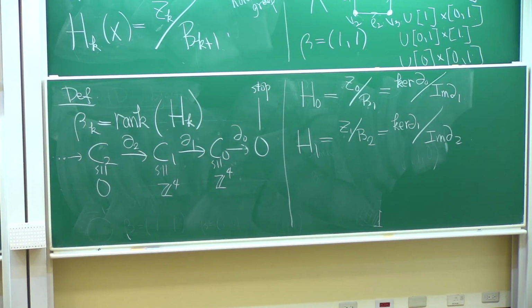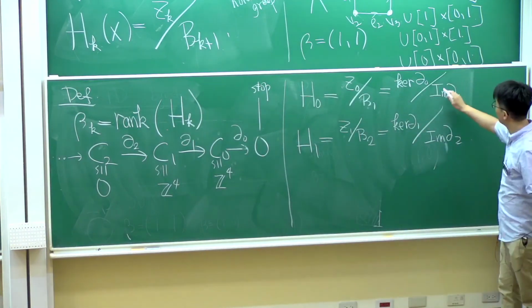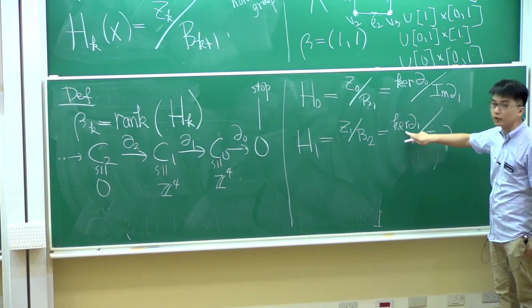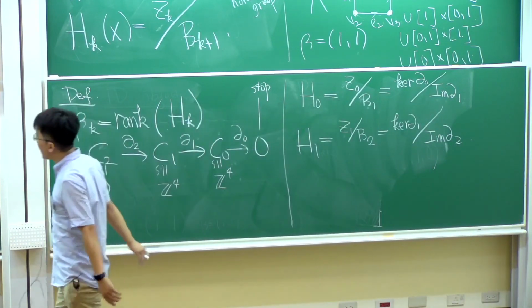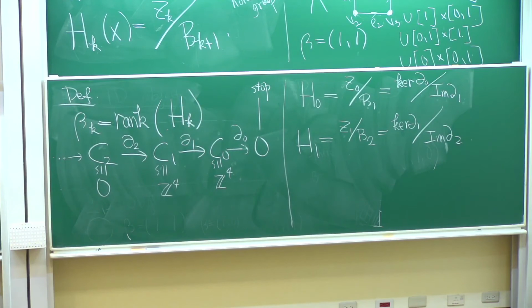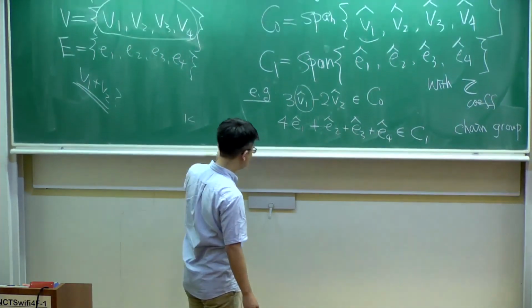And at this point, you notice, in order to find out what this group looks like, I will need to know the image of row 1 and the kernel of row 1. In fact, you need to study the entire map, row 1. But thanks to linear algebra, we can do it efficiently, right? We can do it really fast. How do we do it?